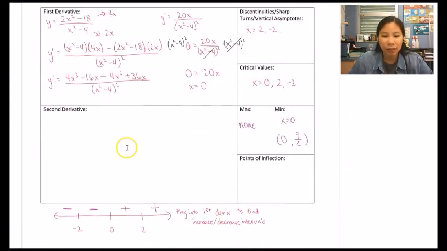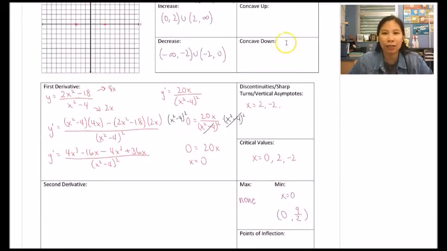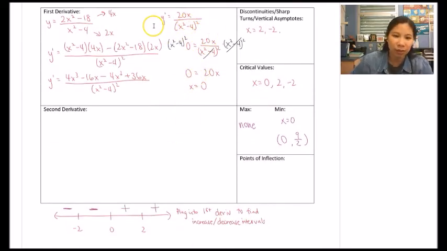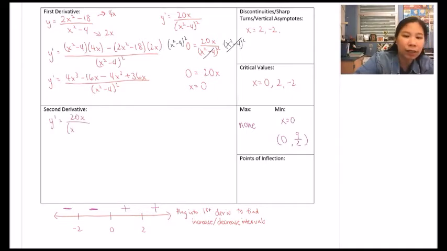Okay, next, let's find the second derivative so we can figure out any points of inflection and also our concave up or concave down intervals. So the second derivative, if y prime is 20x over x squared minus 4 squared, then our second derivative we'll still need quotient rule for. So the derivative of the top will be 20, the derivative of the bottom will need chain rule.